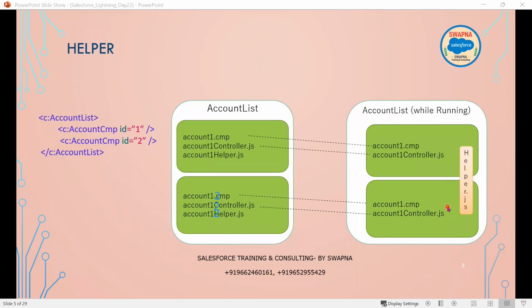So the first benefit of using the helper is reducing the developer's work. Instead of writing the code multiple times, you can write the same code in the helper, and whenever account1 or account2 wants that particular logic, it goes to the helper and gets the information. So code reusability is going to be improved.